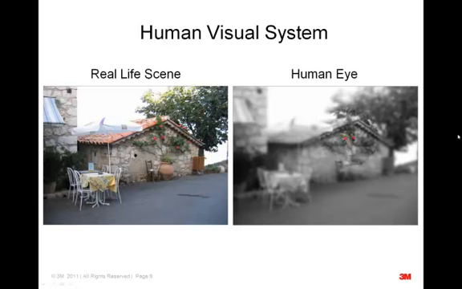Here's an example to show in greater detail how the human visual system interacts with a scene. On the left-hand side, we've got an image of a real-life scene. On the right-hand side, we have a simulation of what the human eye would see at a moment in time. In the center, or the fovea, the center 2 degrees of your field of view, you get full resolution, full color detail. As you move away from the fovea, the color accuracy falls off, as does the resolution.